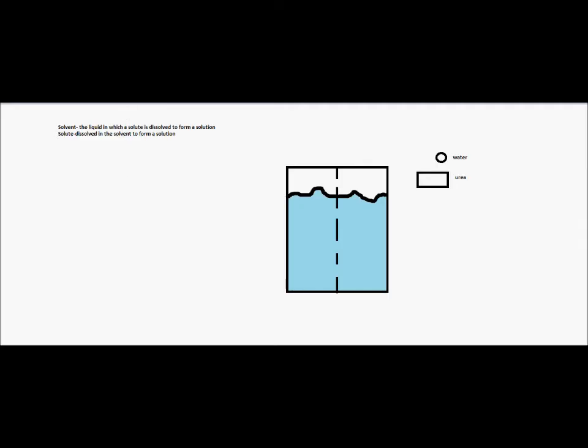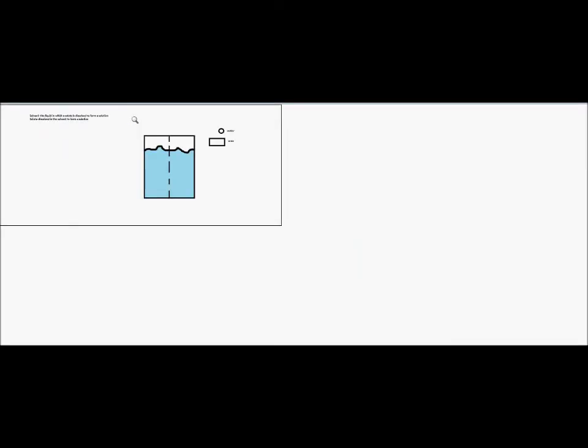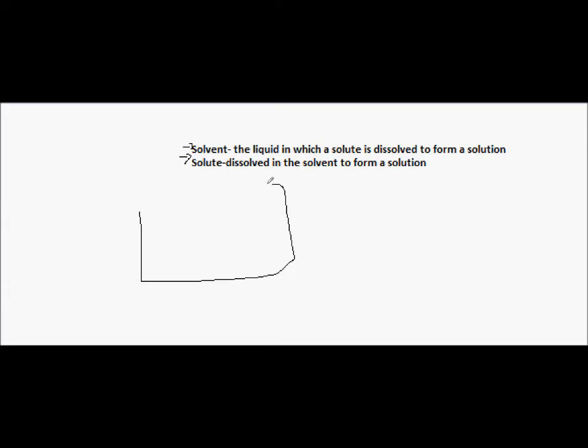So before we move on any further, I must explain two terms known as solute and solvent, and a solution. Okay, a solution is basically a mixture of a solute and a solvent. To create a solution, a solute must be dissolved into a solvent. In many cases, water is a solvent.